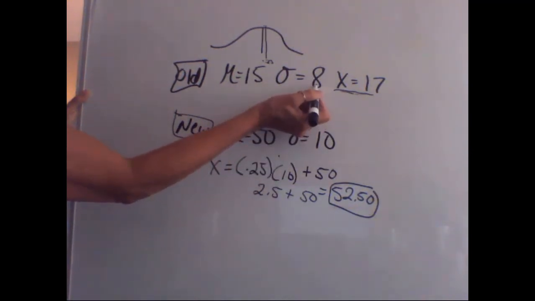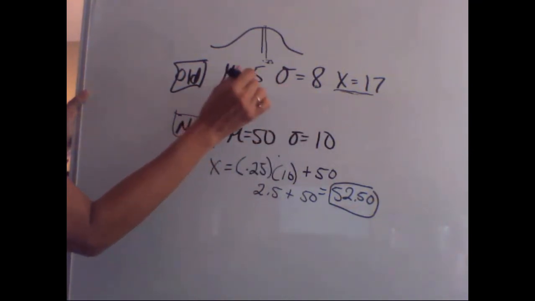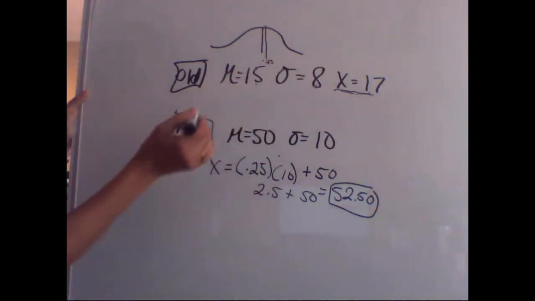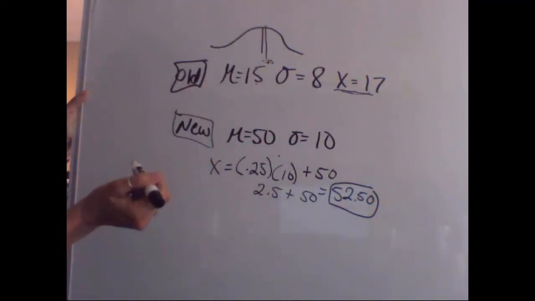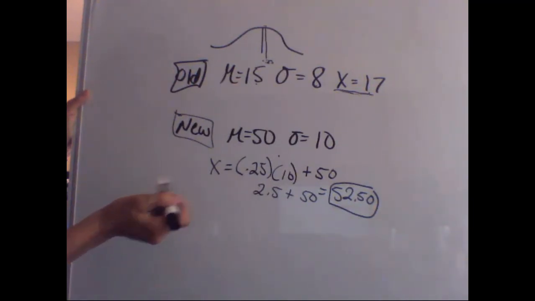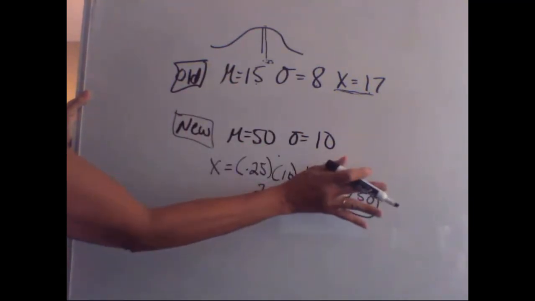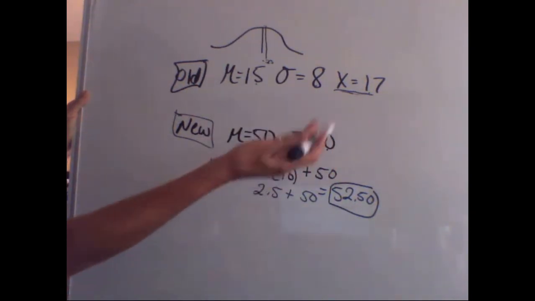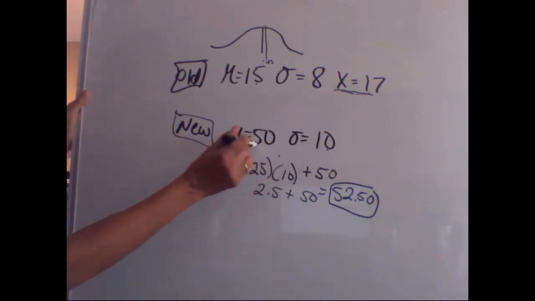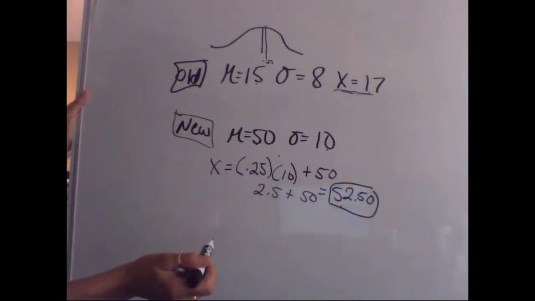So let's think this through just a little bit. The standard deviation here is 8. There's a difference of 2 between the score and the mean. 2 is a quarter of 8, basically, so it's a quarter of a standard deviation above. So I could just do this without even doing any math. I could say, well, what's a quarter of 10? That's 2.5. 2.5 plus 50 is 52.50.